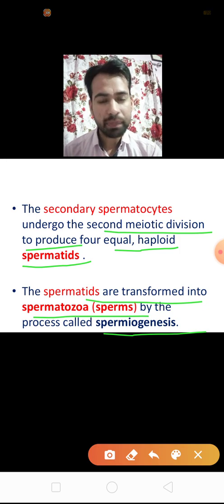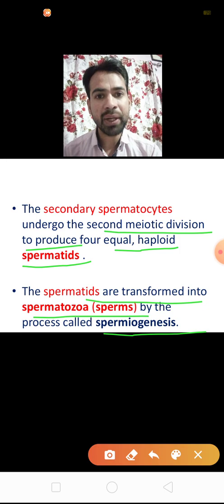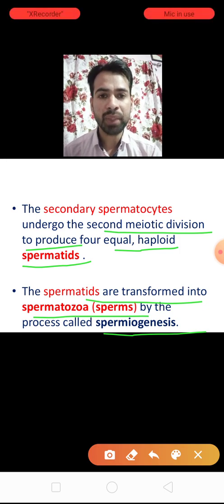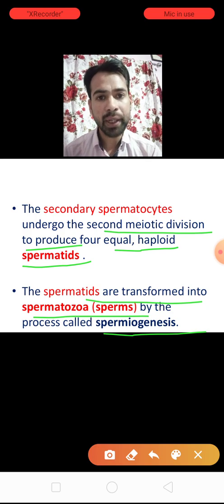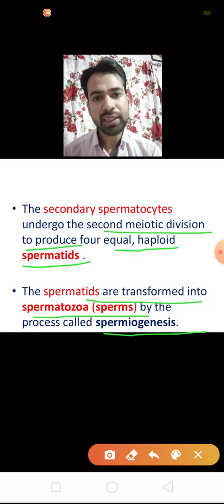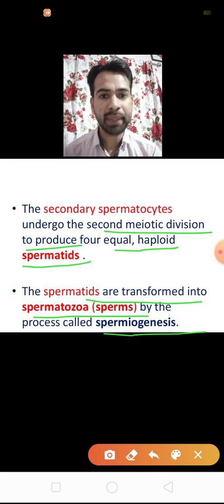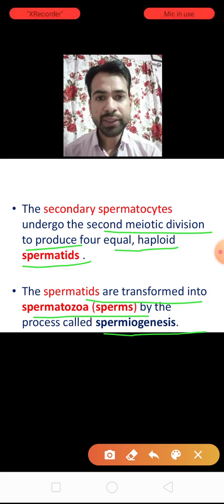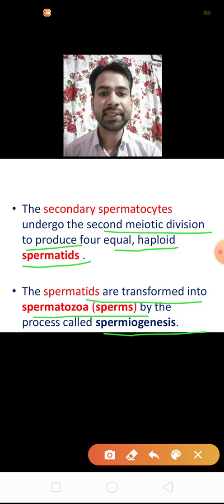Okay, I repeat once again what we have discussed. First of all, the spermatogonia undergo meiotic division to form the primary spermatocytes. The primary spermatocyte is diploid and has 46 chromosomes. Now in the primary spermatocytes the two meiotic divisions take place. During the first meiotic division the secondary spermatocytes are formed.